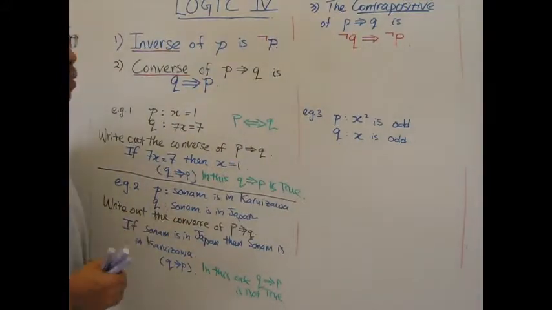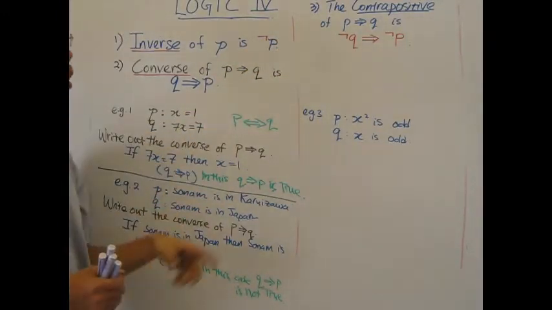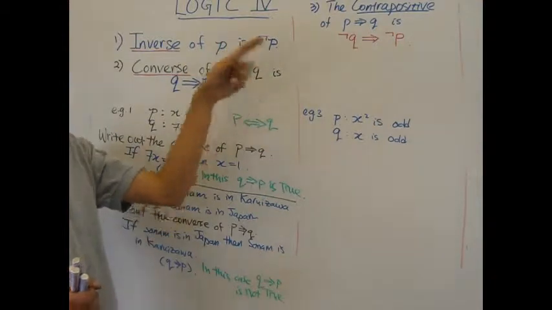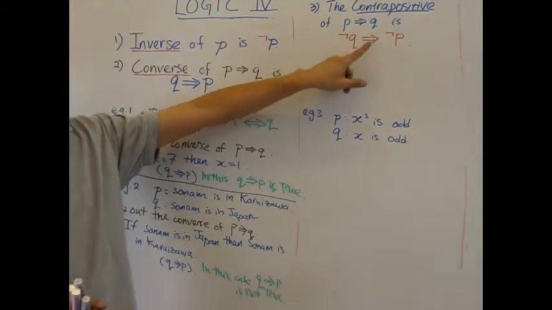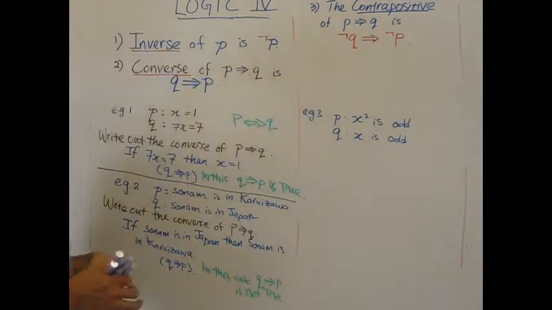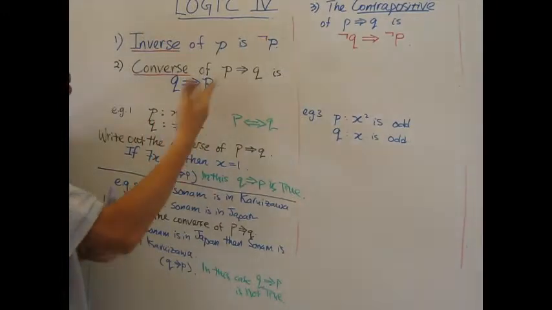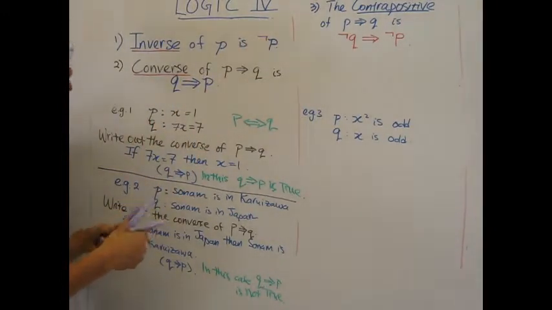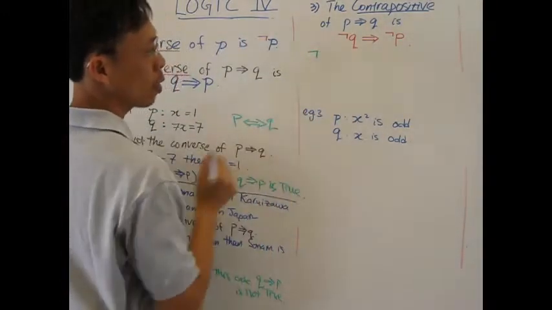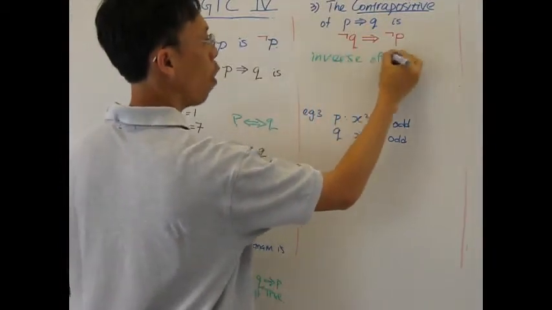Alright, then we look at another concept. This is called contrapositive. The contrapositive of P implies Q is not Q implies not P. Not Q implies not P, or the inverse of Q implies the inverse of P. So that's contrapositive. The converse is Q implies P. Basically, contrapositive, you can think of it as the inverse of the converse.